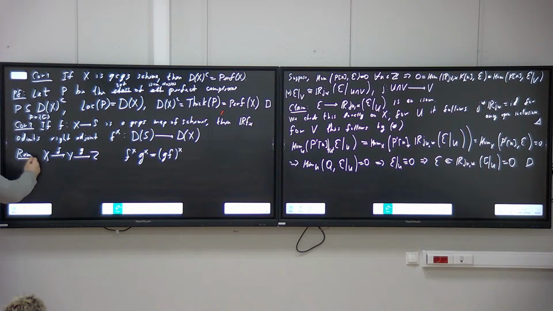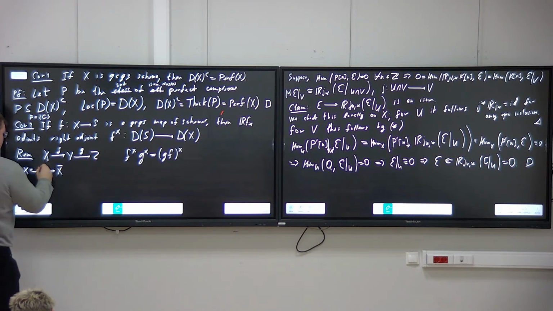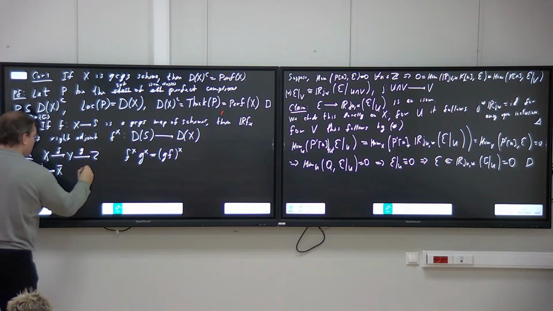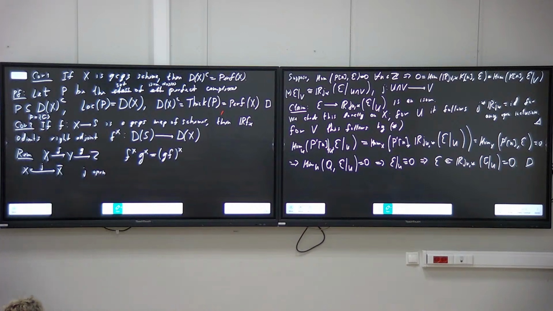What you want for the shriek is the following. If you have some scheme, then you can embed this. So this is j, and j is open. This is kind of a compactification. So suppose this was defined over S. So this is map f, X to S.